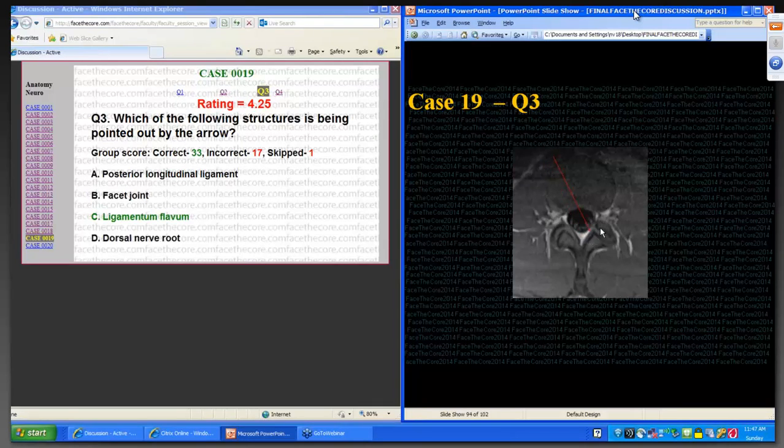So that's the epidural fat, and then here, which of the following structures is being pointed out by the arrow in case 3? Is it the posterior longitudinal ligament, facet joint, ligamentum flavum, or dorsal nerve root? So this is the ligamentum flavum.